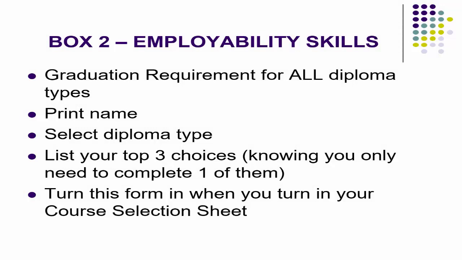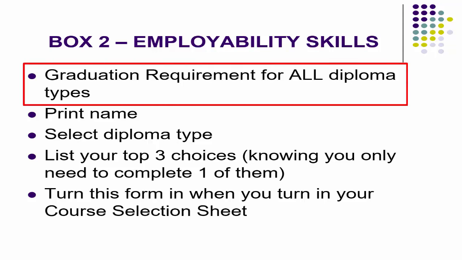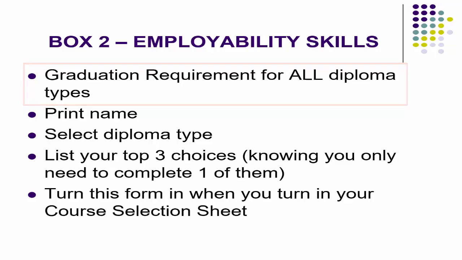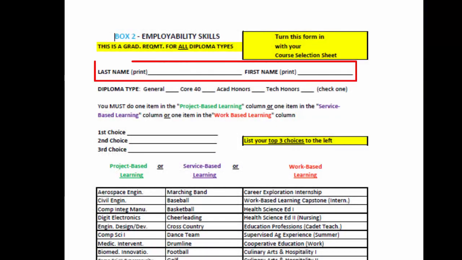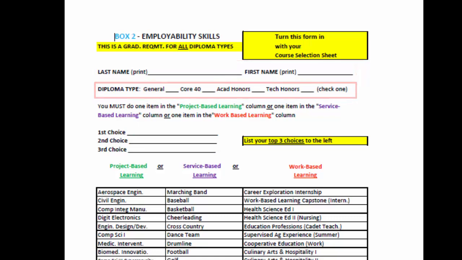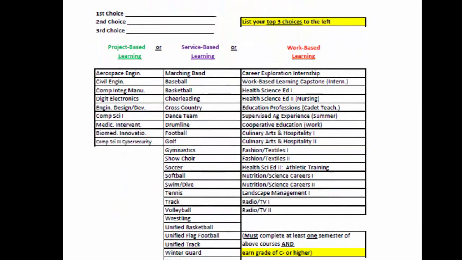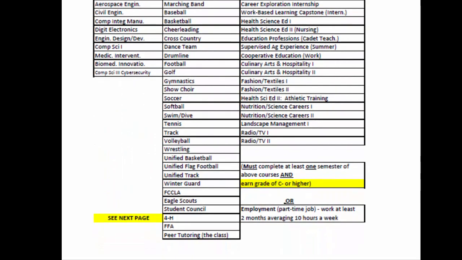It is a state graduation requirement that you complete Box 2 employability skills. This is required for all diploma types. On your white Box 2 employability skills sheet, print your last name, first name, and check your diploma type. Notice all of the options you have. You must complete one of the options on this sheet. If you do not complete one of the options on this sheet, you will not graduate.